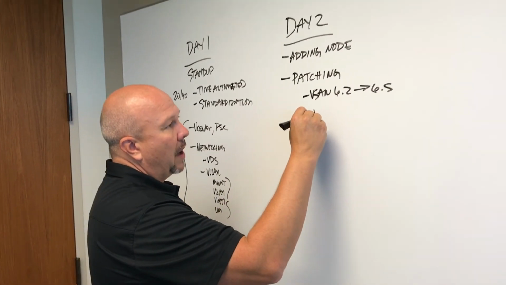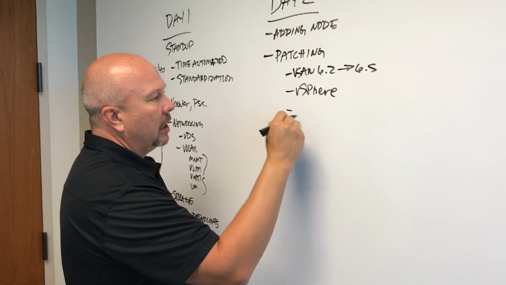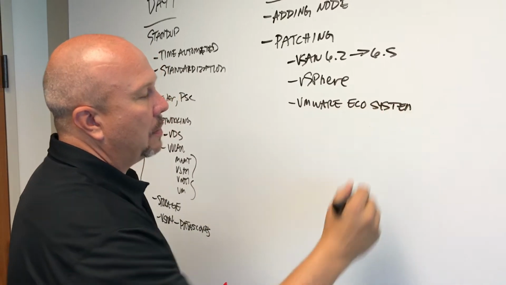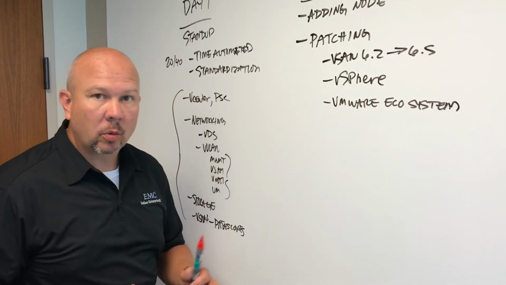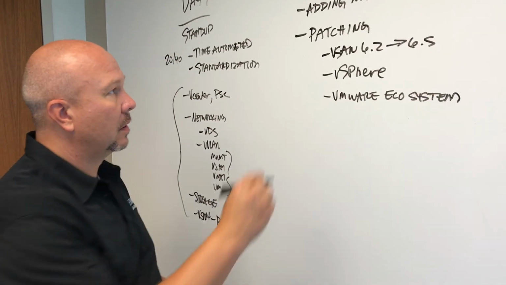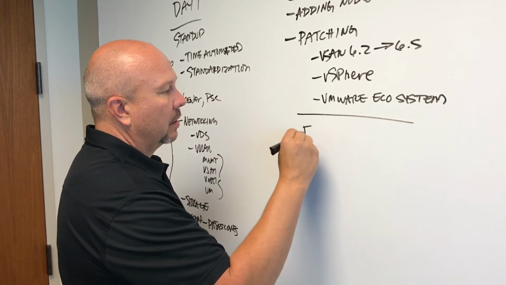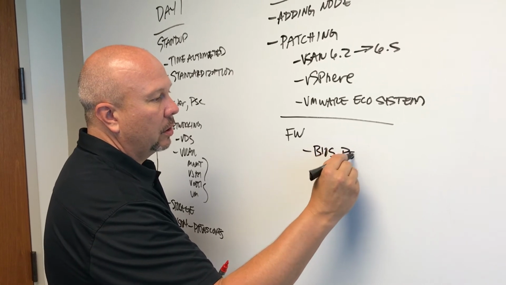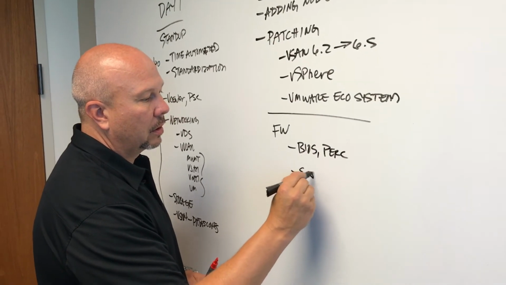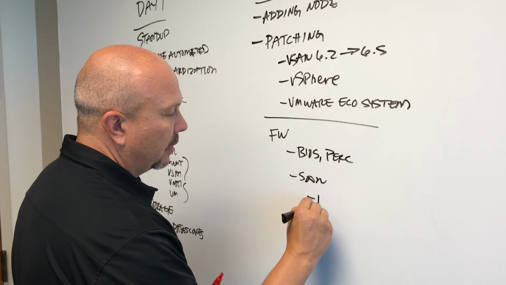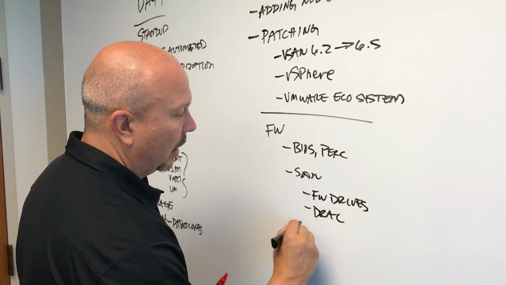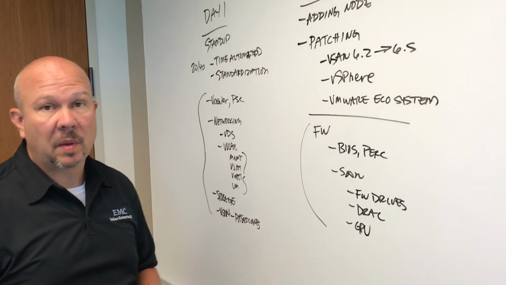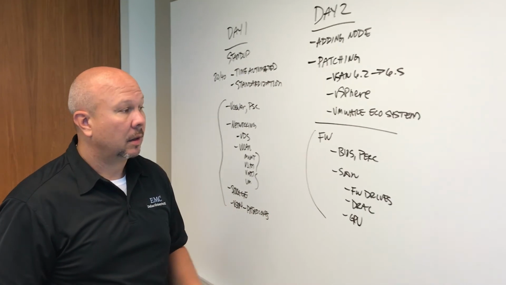Other things that are going to get patched are vSphere, and really the VMware ecosystem is going to get patched through this process. Not only that though, I mentioned the firmware and hardware components that need to be checked through this process. We're also going to patch firmware. And today we do the BIOS, we also do the PERC controller, and very soon we're going to be able to do the firmware of the drives, the DRAC, and the GPUs. All this is just time. It's time that the customer doesn't have to spend on non-value added operations.